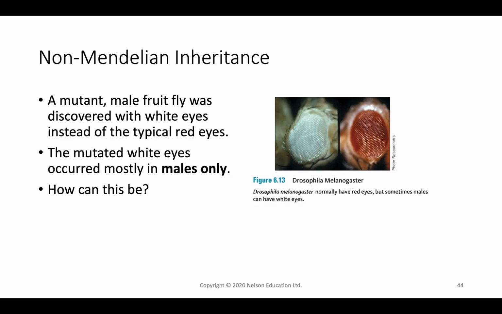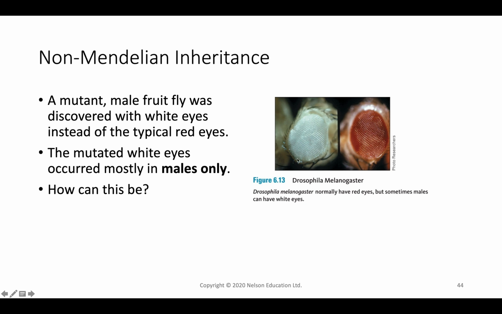Okay, so some other examples of non-Mendelian inheritance include sex-linked genes. Here's a good example. A male fruit fly, known as Drosophila, is commonly studied in scientific research laboratories because it has such a quick lifespan that you can study multiple generations within a thesis term. A male fly was discovered with white eyes instead of the typical red eyes. Here's what the regular eyes look like, but he had white eyes.